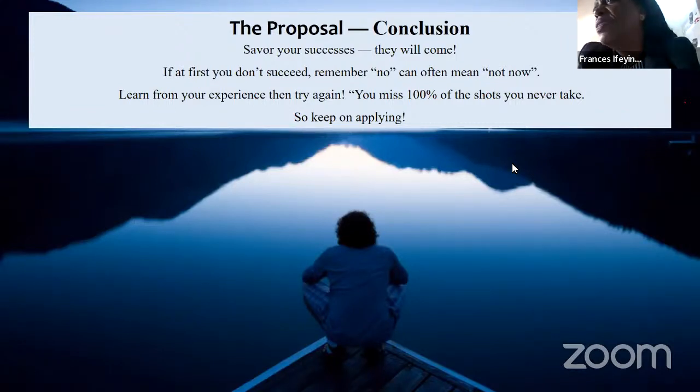We must realize that in life, like I said, we should expect that we will get the funds. We should expect that we will get the funds. But just in case we don't, number one, some will apply, they will get the funds, they will execute their project.